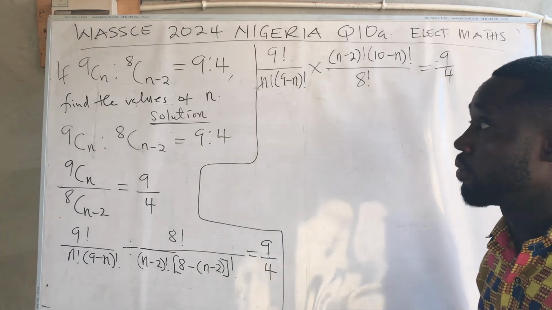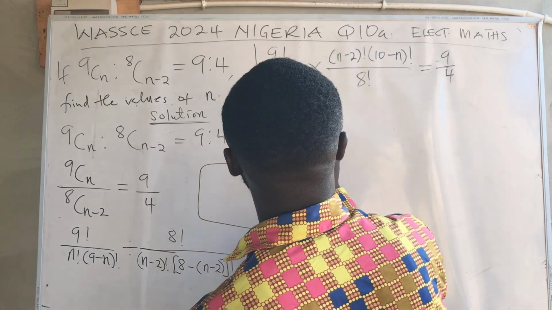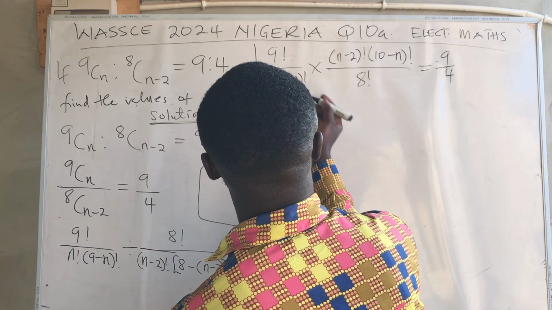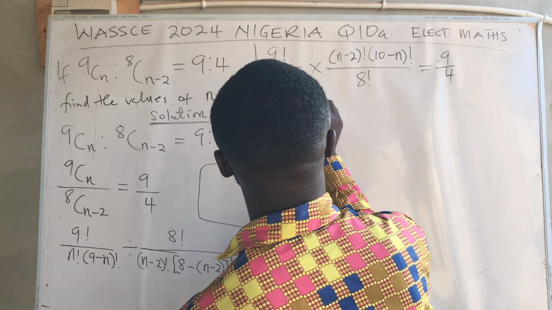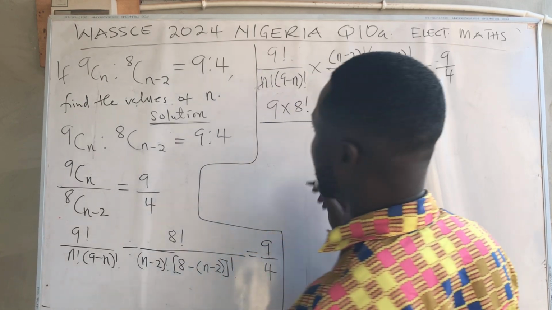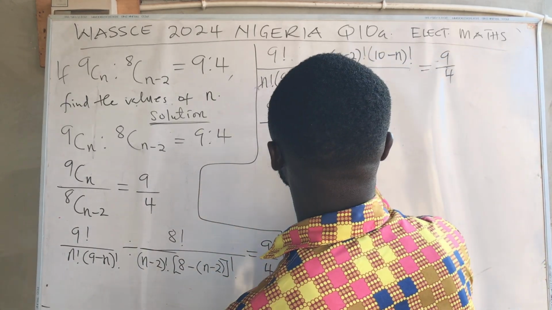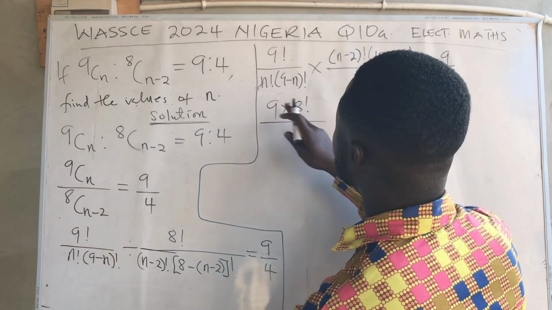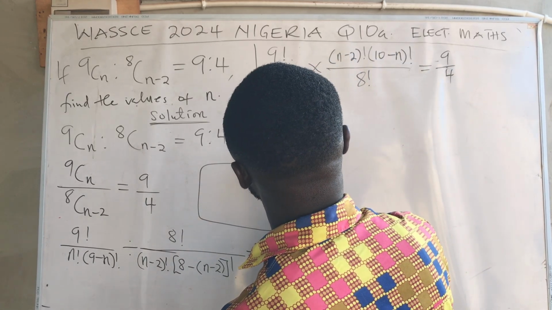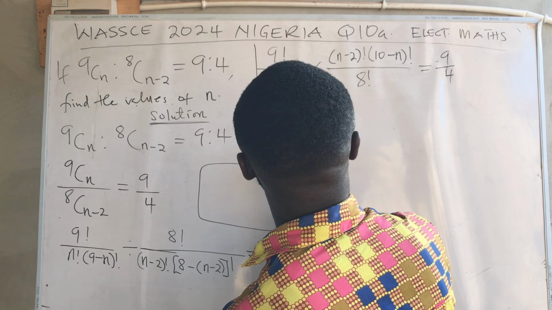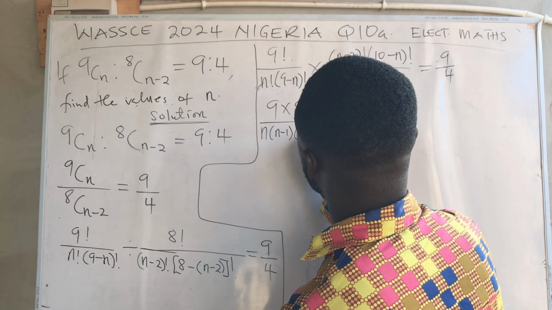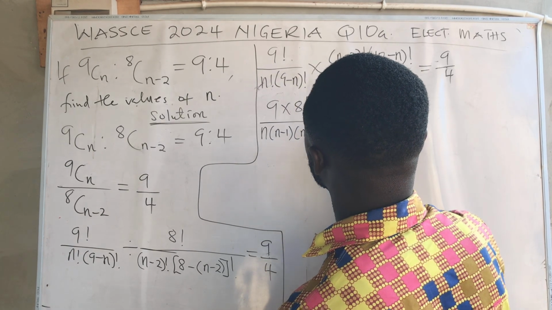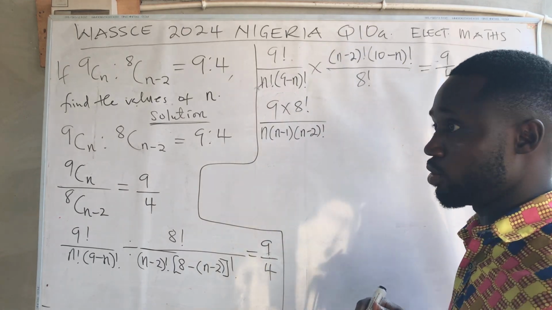Okay, so this is what we are going to do. We can have a 9 factorial as well. 9 factorial can give a 9 times 8 factorial. We have understood the concept. And here, the 8 factorial will cancel this one. And then the n factorial gives us n times n minus 1 times n minus 2 factorial. So that the n minus 2 will cancel this n minus 2.